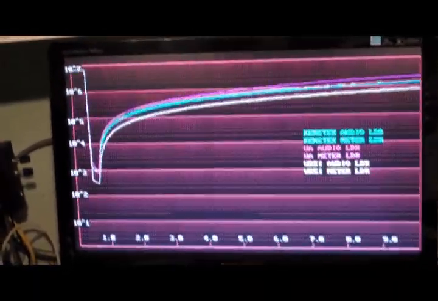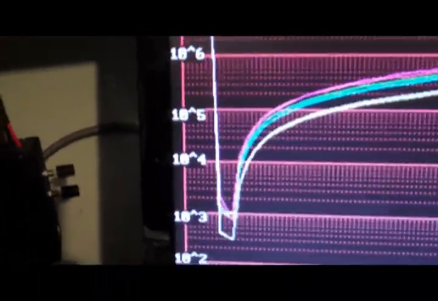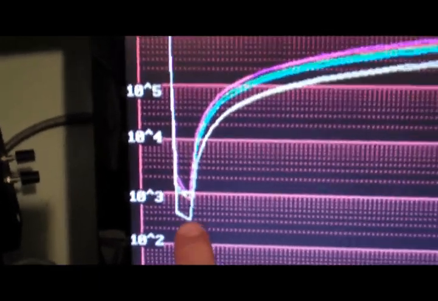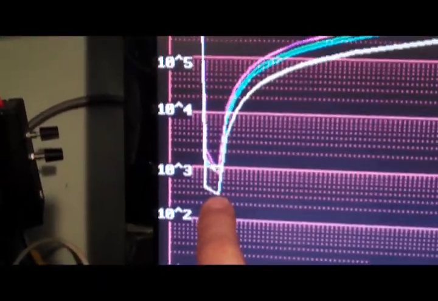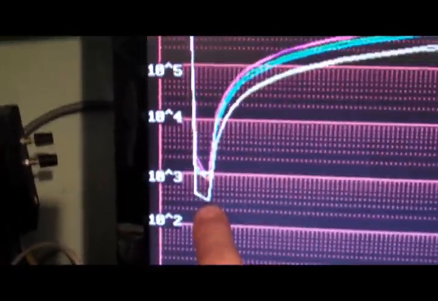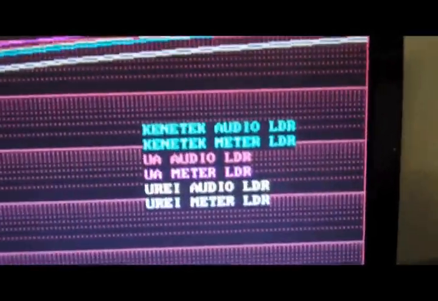Okay, now, as you'll notice, with this classic unit, in the pulse response the resistance drops down further. That's because this EL panel is putting out more light, which is not necessarily a good thing. And then you'll see that the response of the unit to the light is even slower than the Kenetek and the UA.